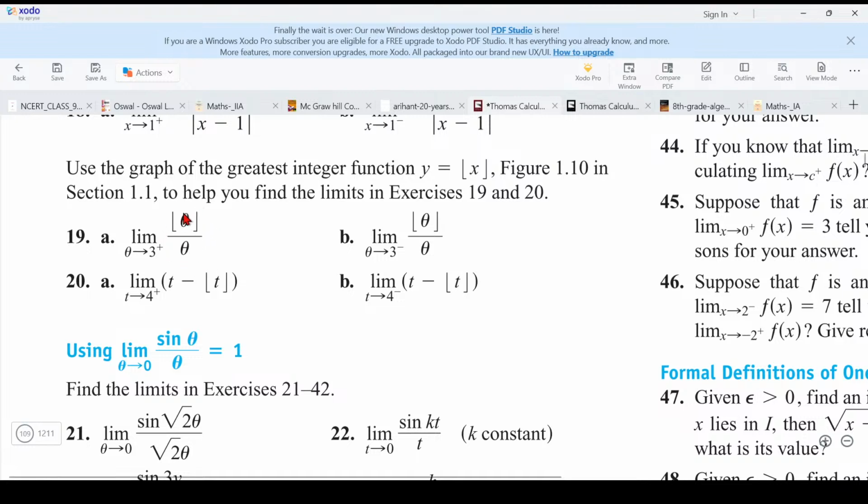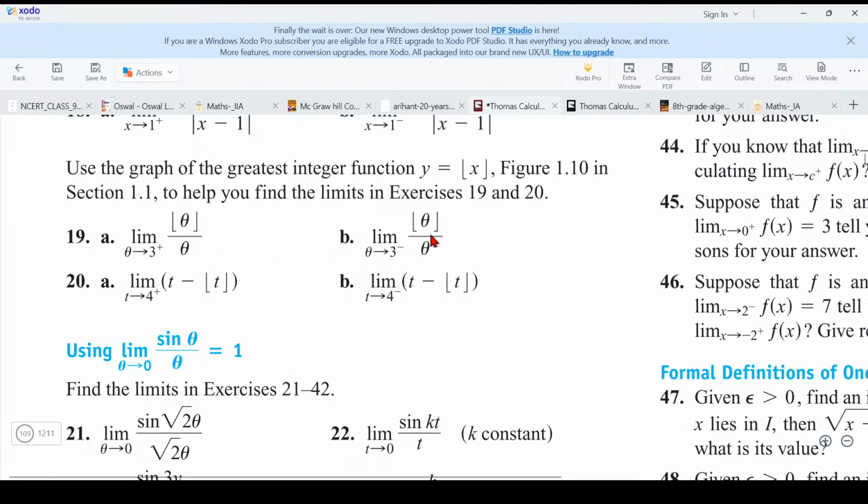This is the step function. And what is this? This is theta. So what is this value when theta is slightly above 3? Okay, what is this value? Tell me. 3.2 something like that. Okay, if we take the step of that, what will it become? 3. 3 by theta is anyway 3, so 3 by 3, okay, 1.